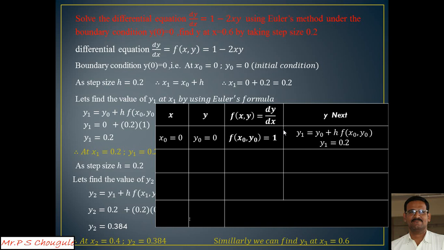Now we can write the next value of x1 by using the formula x1 is equal to x0 plus h, since h is known. So we can write x1 is equal to 0.2, and at that point the y value we have calculated, which is 0.2. Simply I have to rewrite over here, y1 is equal to 0.2, and by putting these values of x and y in the function, we will get f of x1, y1.